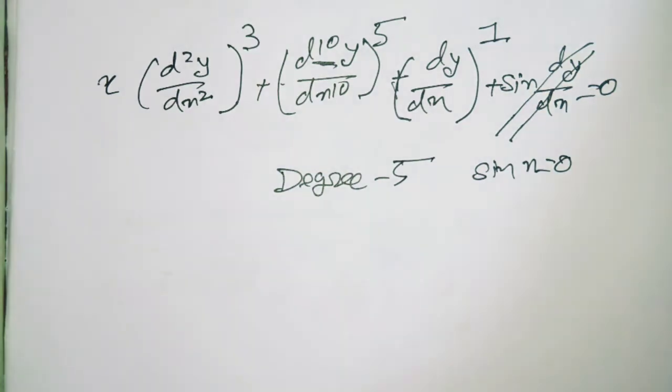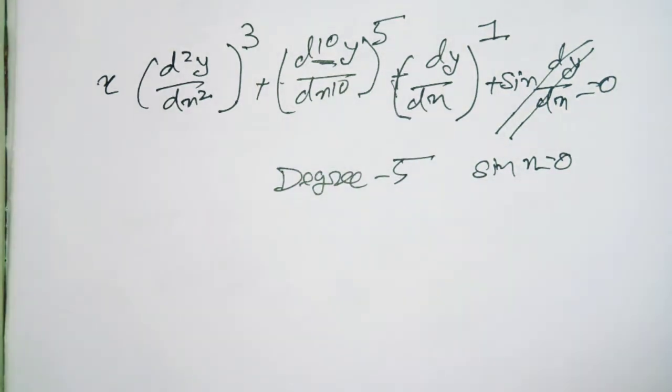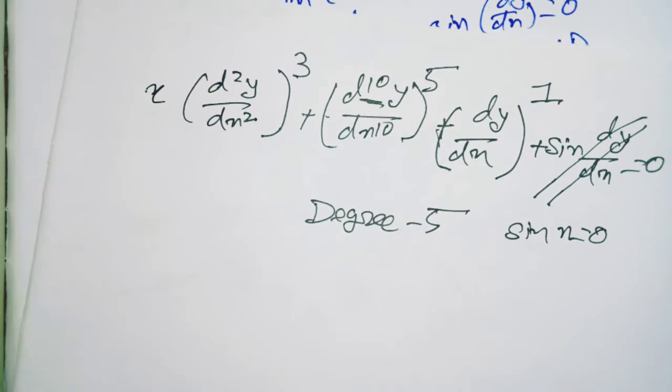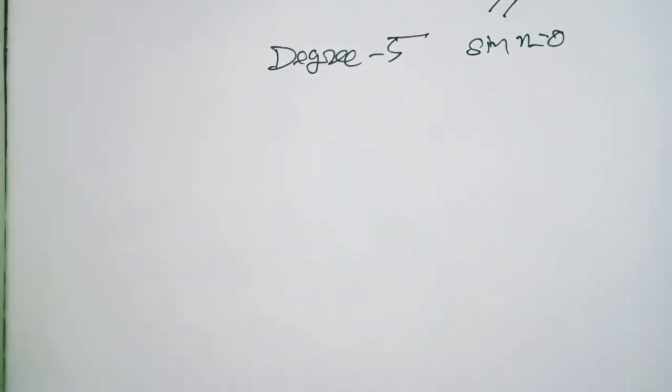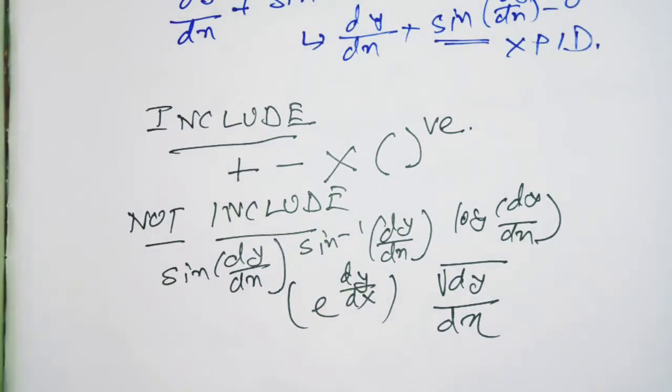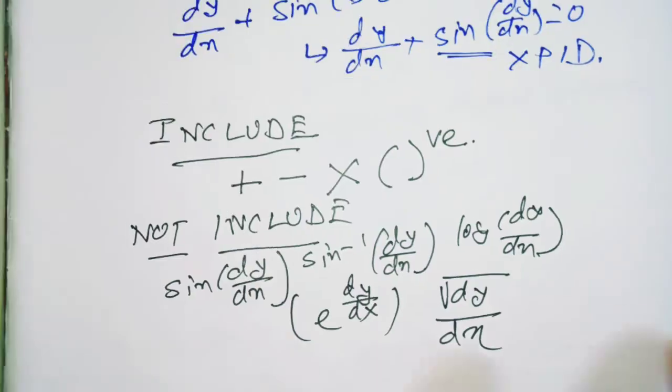I will just quickly show you a few examples and that would conclude that part. So I will just show you a few examples in order to understand how you will understand the degree. So the first condition that you need to understand is that yes, it has to be a polynomial in derivative. In order to be a polynomial in derivative, what are the things that you need to have?